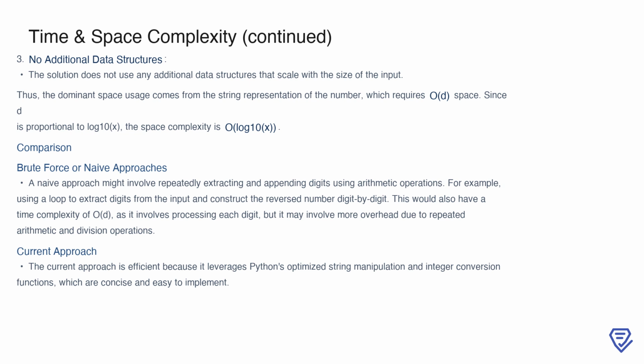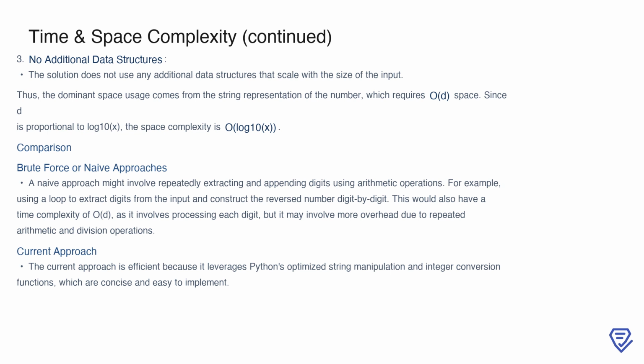Importantly, the solution does not rely on any additional data structures that scale with the size of the input. This means the dominant space usage comes solely from the string representation of the number, which requires O(d) space. Since d is proportional to log10 x, the overall space complexity is O(log10 x).